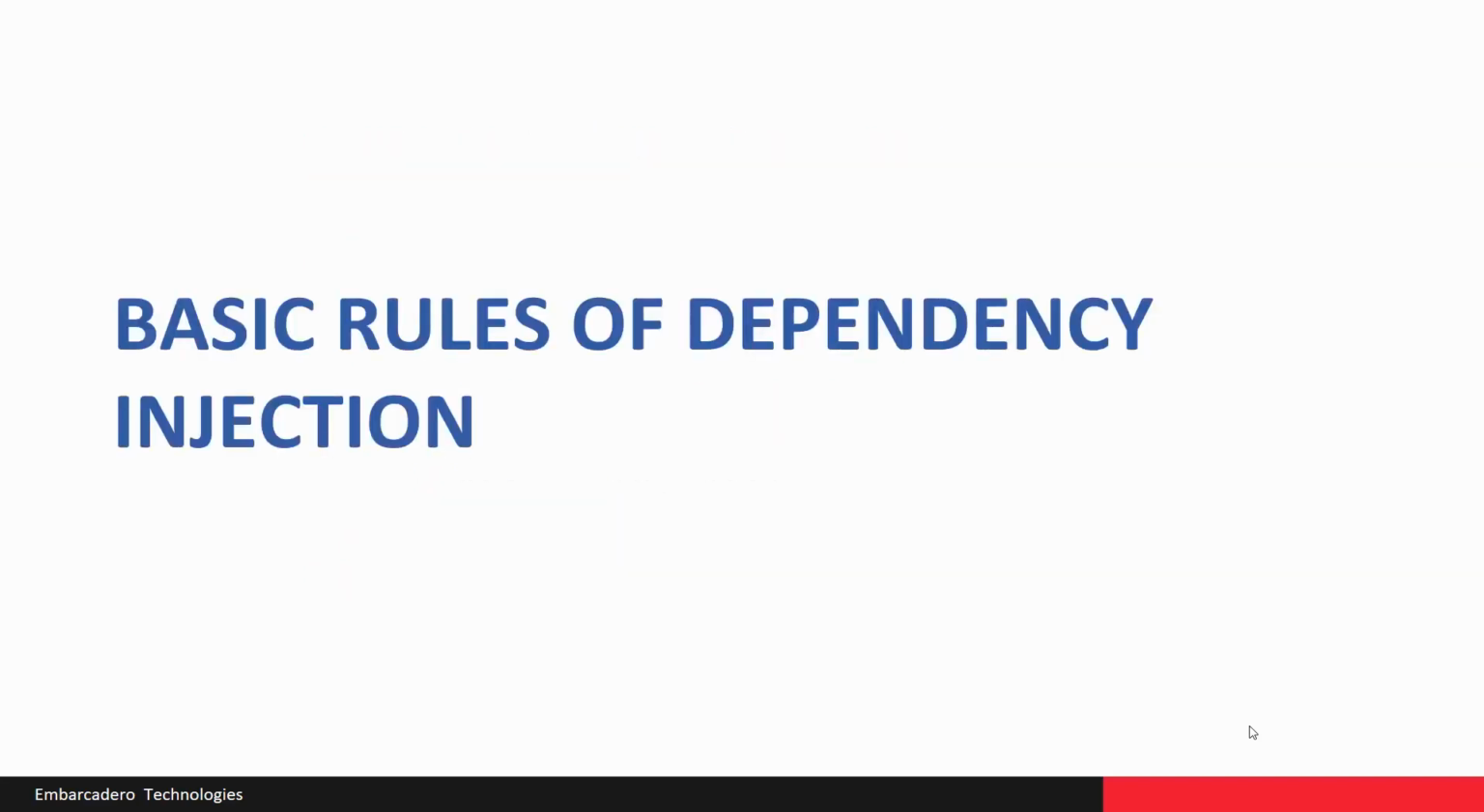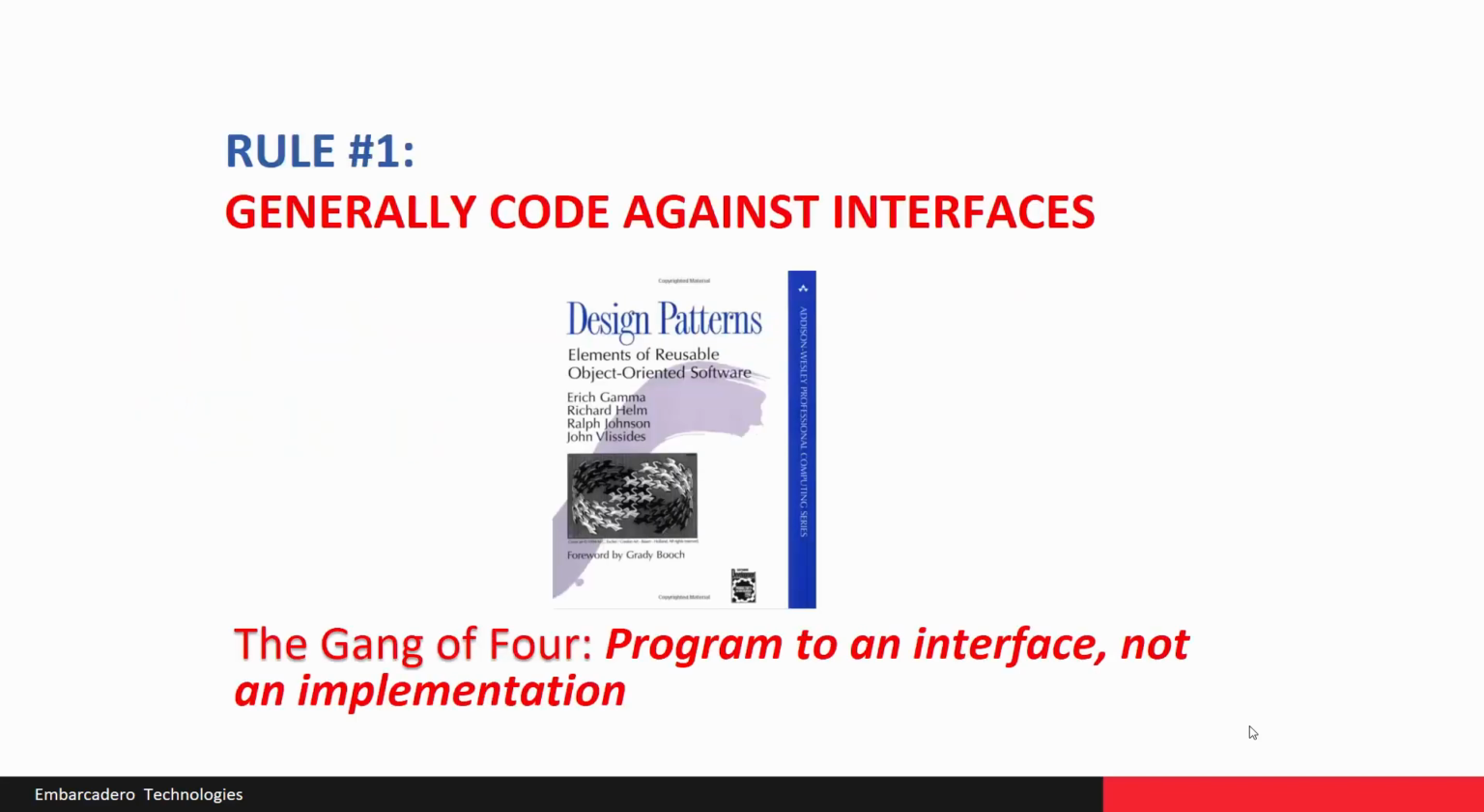So what are some basic rules to follow for dependency injection? Well, first rule is code against interfaces or abstractions. Program to an interface, not an implementation. This was first made famous by the Gang of Four book, the Design Patterns book. Erich Gamma in particular is the one to whom this quote is attributed. And this is probably one of the single most important things I would try and teach a new software developer: program to an interface, not an implementation.